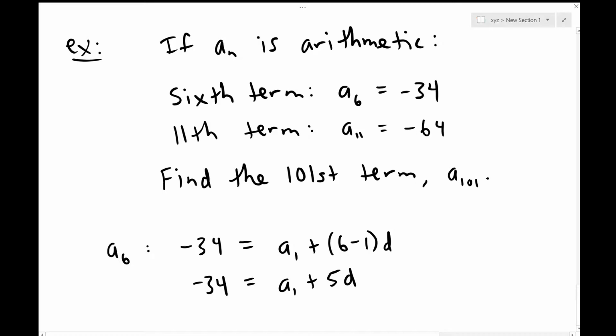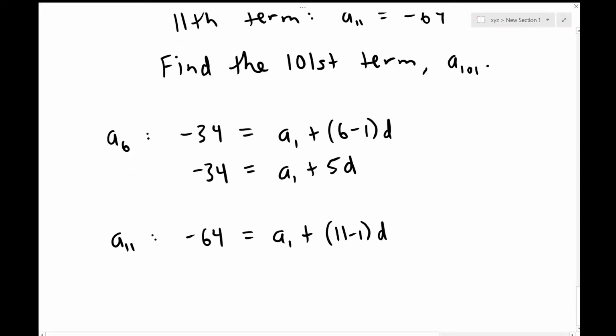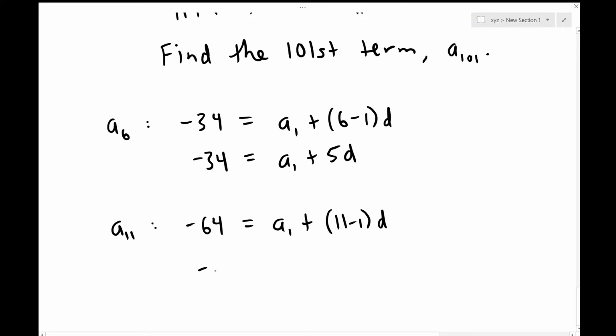So again, this is just going back to our formula for the arithmetic sequences. I'm simply plugging the 6 in for n. Okay, well we can do the same thing for the 11th term. A sub 11 we know is negative 64, and so that would have to be equal to a sub 1 plus 11 minus 1 times d. And so this would simplify to negative 64 is equal to a sub 1 plus 10d.